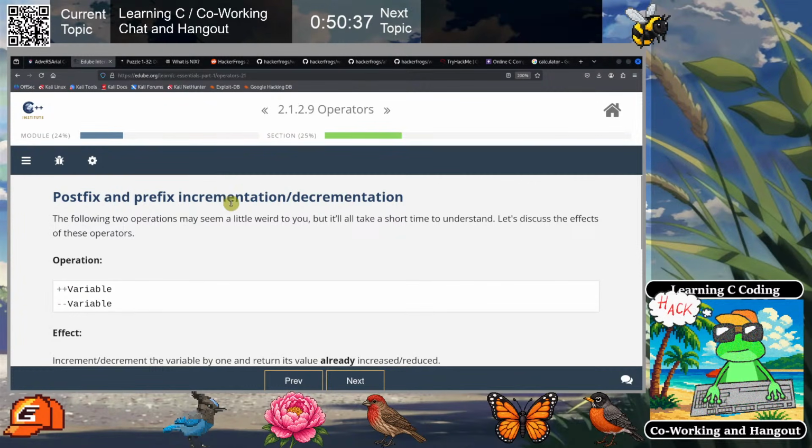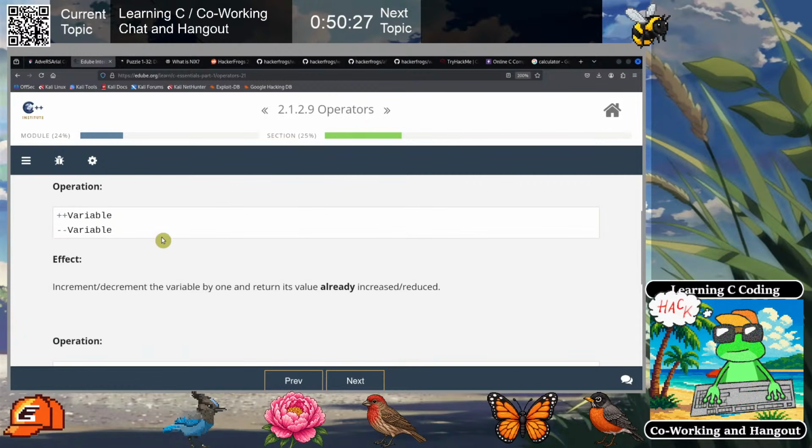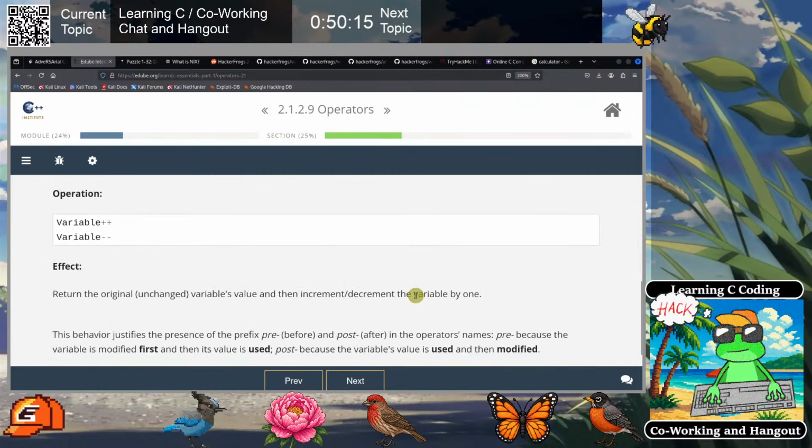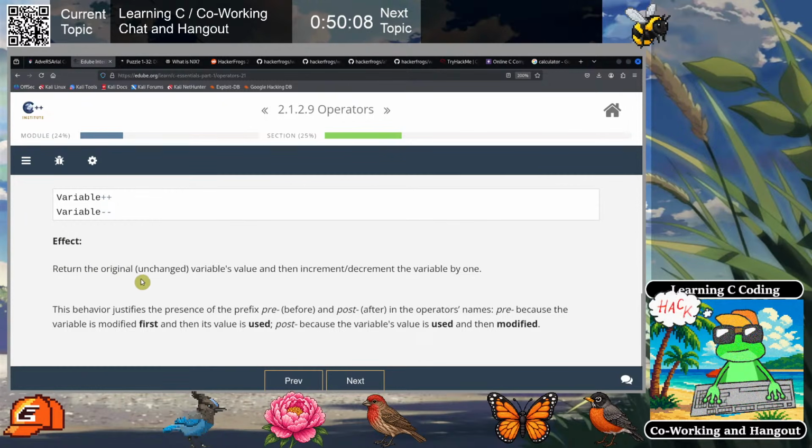Postfix and prefix incrementation and decrementation. The following two operations may seem a little weird to you, but it'll take only a short time to understand. Let's discuss the effects of the operators. Operation plus plus variable, minus minus variable: increment or decrement the variable by 1 and return its value already increased or reduced. Operation variable plus plus or variable minus minus: return the original unchanged variable's value, then increment or decrement the variable by 1.